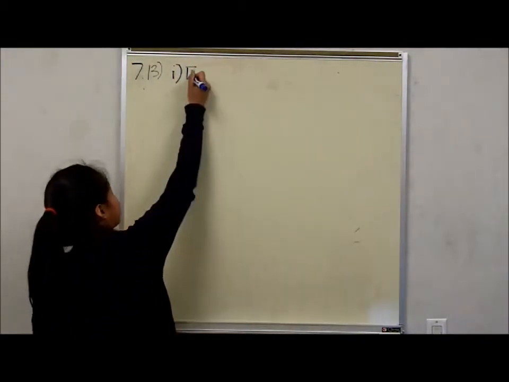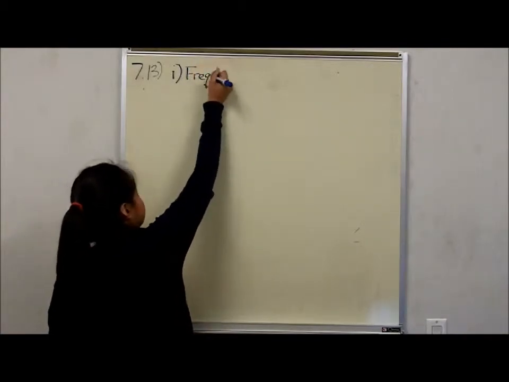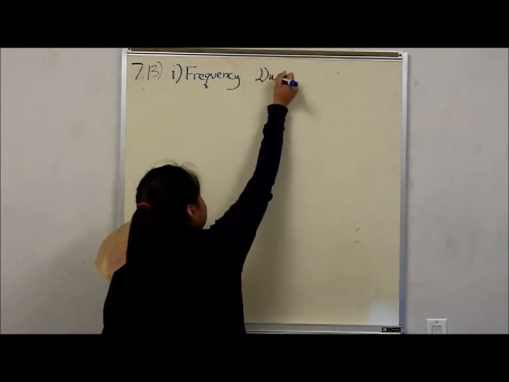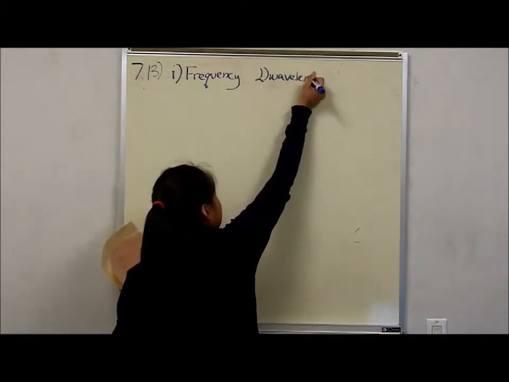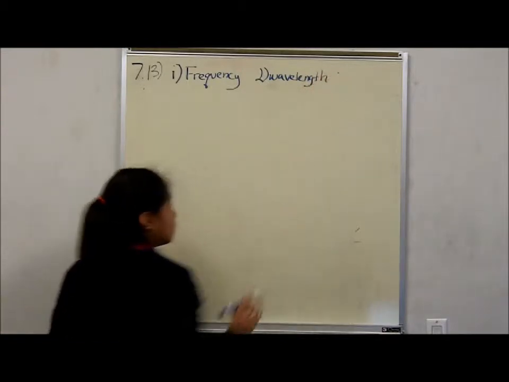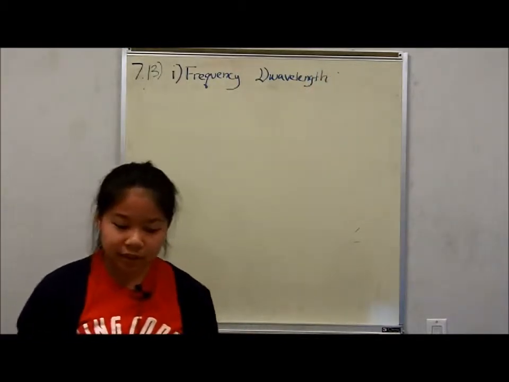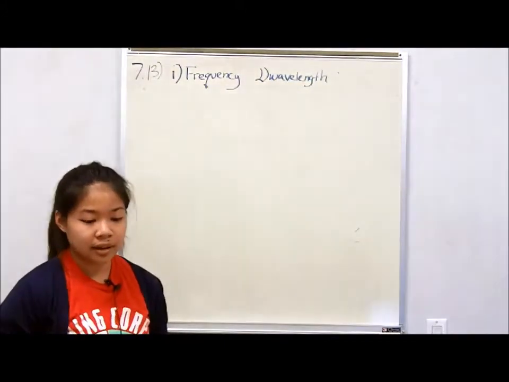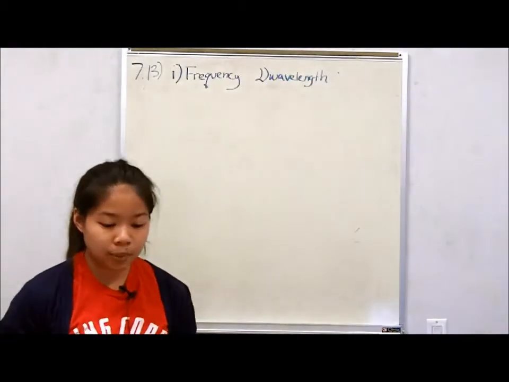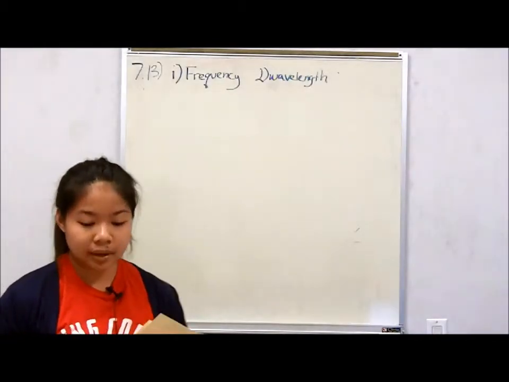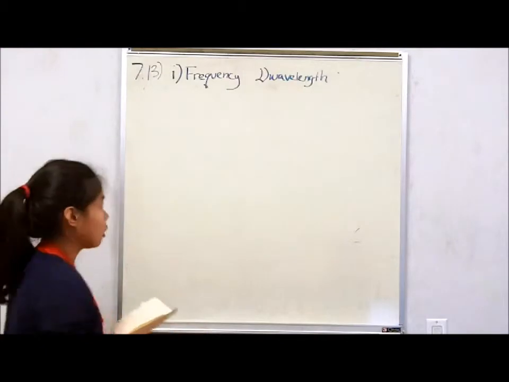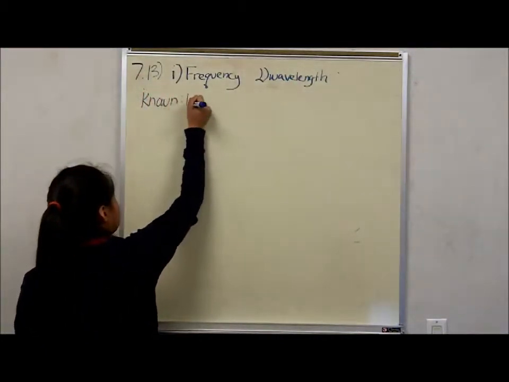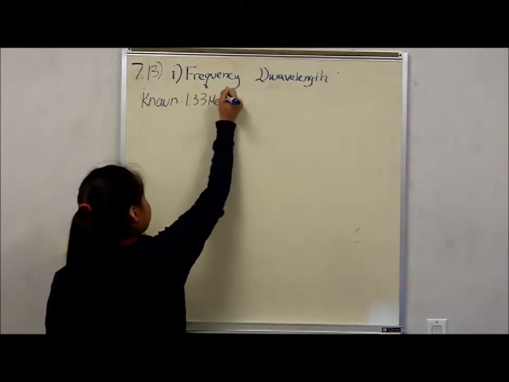The first part we're going to try to find the frequency, and the second part we're going to try to find the wavelength. So the first thing you want to do in every single problem you have is to write down what they give you in the problem. They tell you that the gamma ray has an energy of 1.33 mega eVs, which is a million electron volts. You're going to write that down. So your known is 1.33 mega eVs.